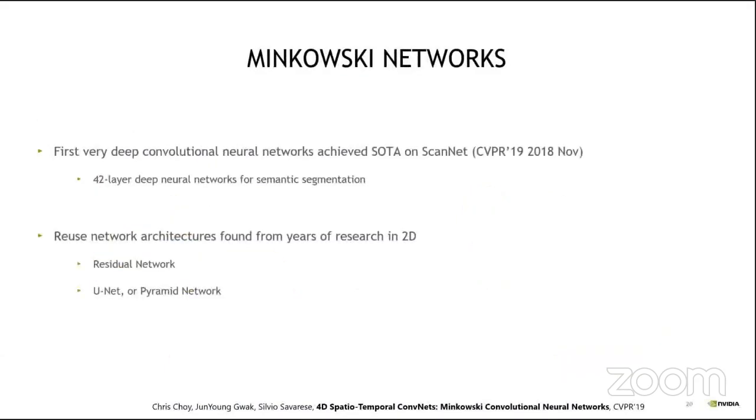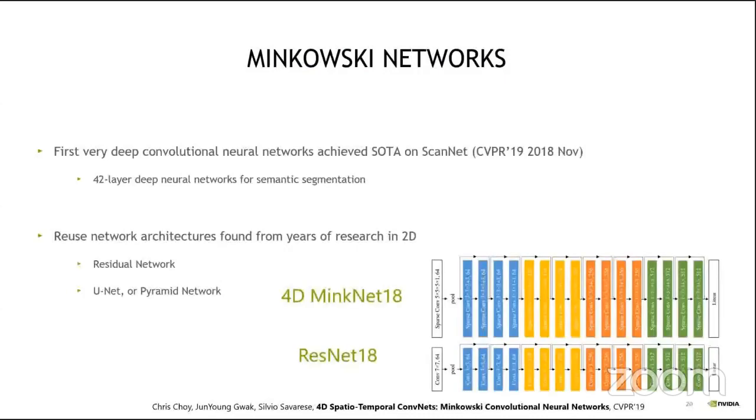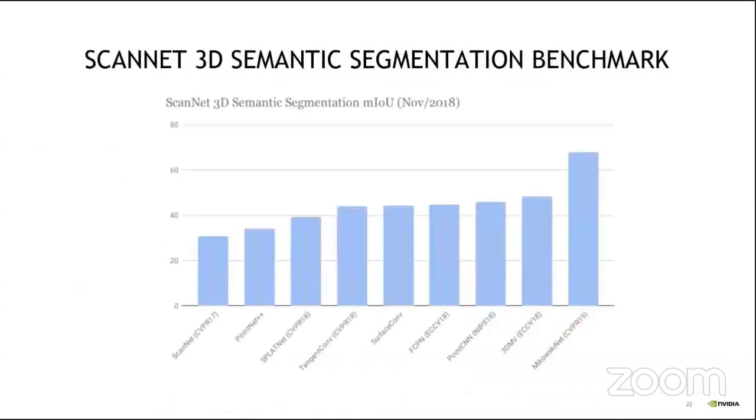In this paper, we proposed a very deep convolutional neural network for 3D semantic segmentation. Specifically, on our CVPR'19 submission, we achieved the best result on the benchmark with a ConvNet which consists of 42 convolution layers. Also, thanks to the similarity between traditional ConvNet libraries and Minkowski Engine, we were able to reuse many popular neural network architectures such as residual networks and UNet. Here we visualized the network architectures of ResNet 18 and our high-dimensional counterpart. We were able to achieve a large performance jump on the benchmark. Specifically, we were able to outperform the previous year's best method by more than 20%.